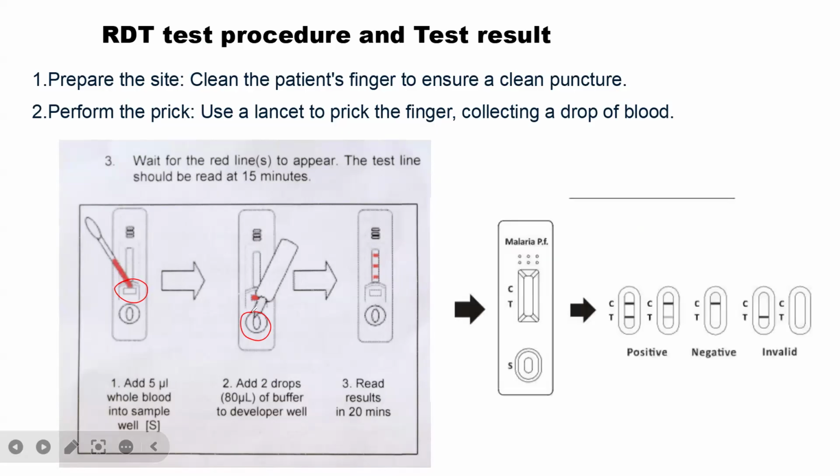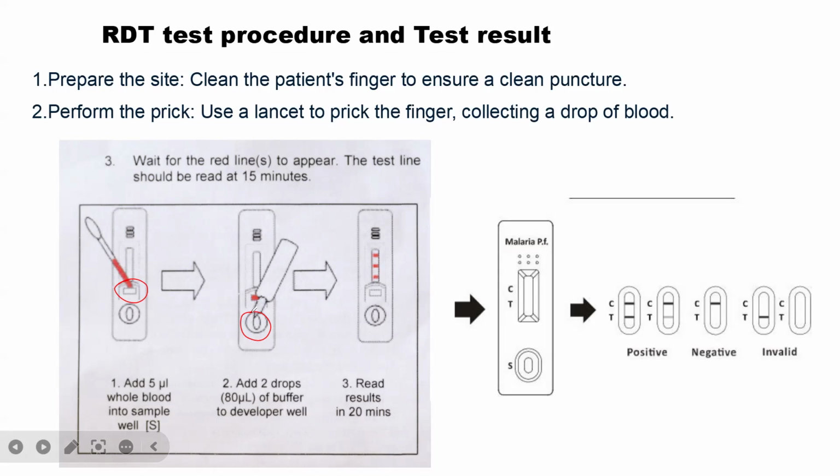So how do you see your result? Whenever you conduct an RDT test, you can have three results. You can have positive, you can have negative, and you can have invalid. So how do you see positive? As you could remember from the components of the RDT kits, we have a control line and we have a test line. So if you are able to have two lines, one at the control and one at the test, it means that you have a positive.